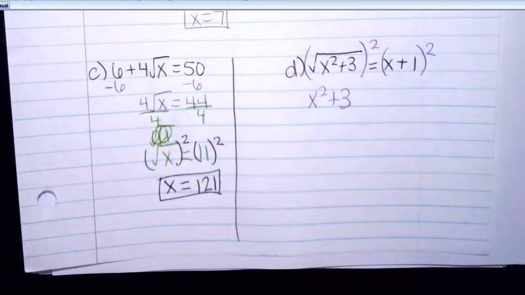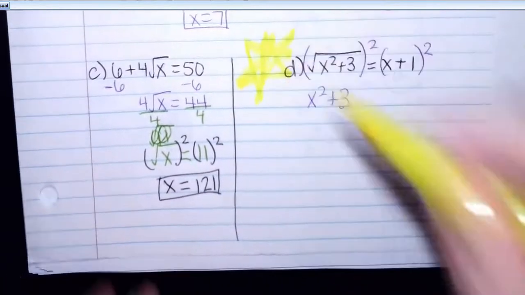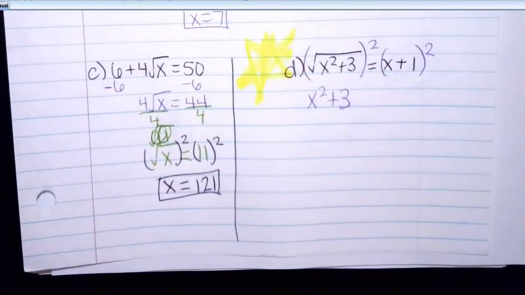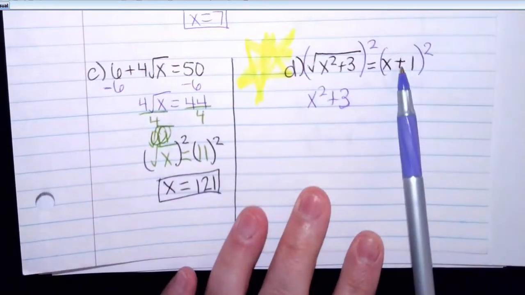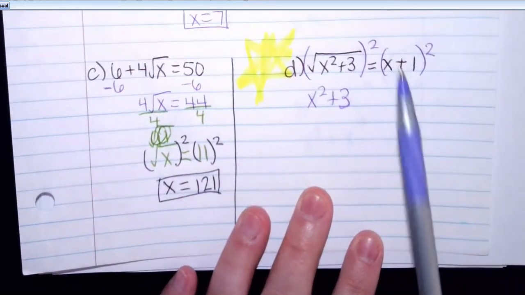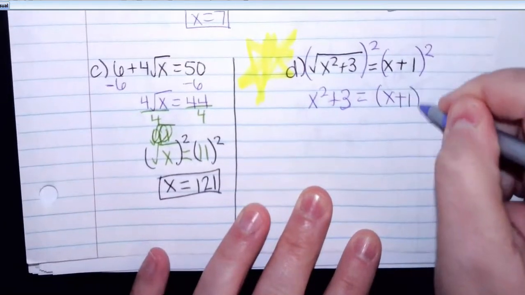Now, this, I know I keep trying to say this to you guys, so like a little star here. Remember, you cannot distribute this exponent anytime there's adding or subtracting. Not good. Okay, when you square something, it means you multiply it by itself.